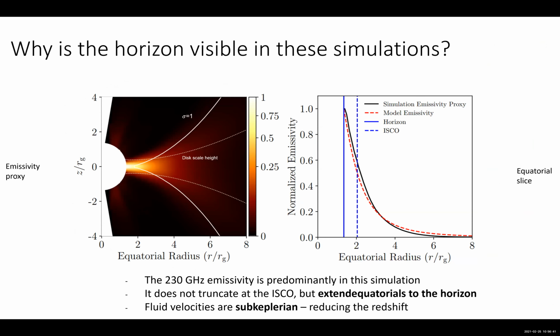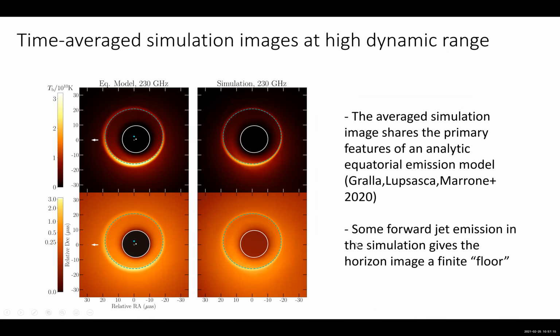So why is this horizon visible in these simulations at all? The reason is that in these simulations, at least, the 230 GHz emissivity is predominantly equatorial. It does not truncate at the ISCO, but extends to the horizon. So we have, in this equatorial plane slice, an emission profile that extends all the way to the horizon, not truncating at the ISCO, predominantly equatorial. So we expect to see a signature of the equatorial event horizon. And also critically, the fluid velocities here are self-declaring. It reduces the redshift of the feature.